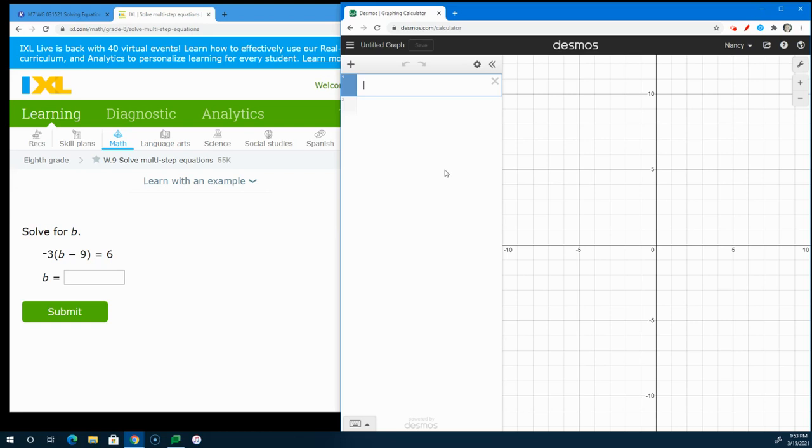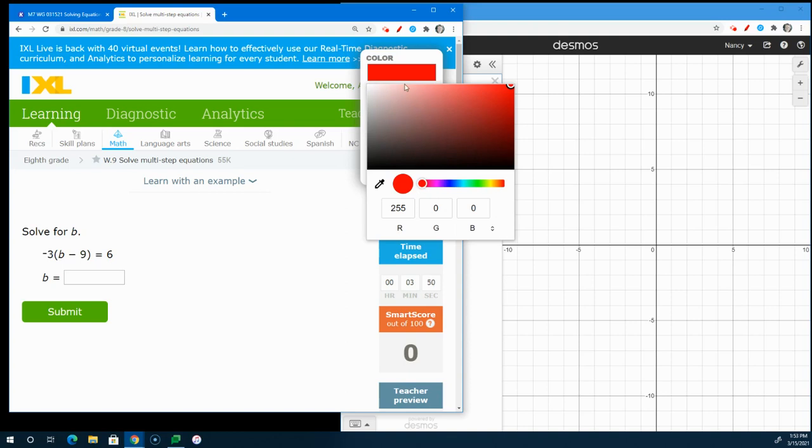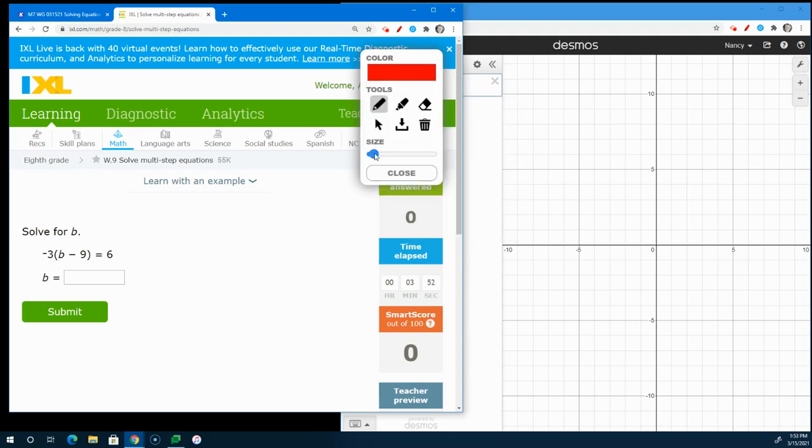So we've been doing solving equations, and I'm going to continue that. I'm just on IXL here. What I'm going to do first is solve this equation that you see right here, the 3b minus 9, first. And then I'm going to go over here and check my answer on DESMOS. So let's first solve this.